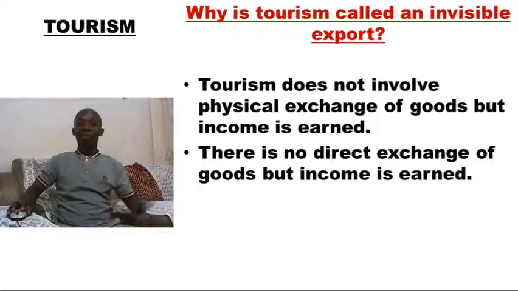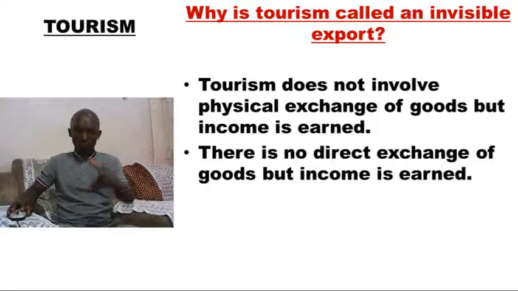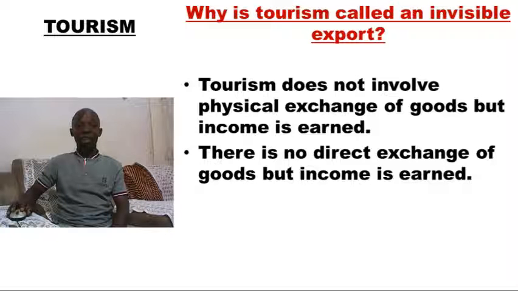There are other invisible exports of Uganda, like electricity, labor, and education. So when they ask you, why is it called an invisible export? You say, tourism does not involve physical exchange of goods, but income is earned. Or there is no direct exchange of goods, but income is earned.